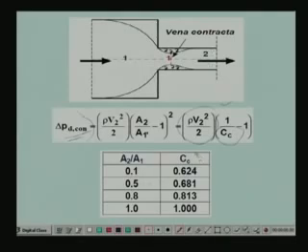Here you can see the contraction coefficient is expressed as a function of the downstream cross section area by the upstream cross section area, that is A2 by A1. When A2 by A1 is very small, the contraction coefficient is very small, and as a result the dynamic pressure loss will be large, because Cc being small means this term is large. As the area ratio increases, obviously the contraction coefficient also increases, and in the limiting case when the area ratio is equal to 1, that means there is no contraction but a straight duct, the contraction coefficient is obviously equal to 1, so that this becomes 0.